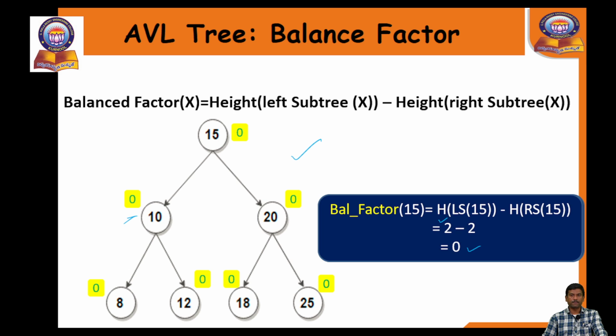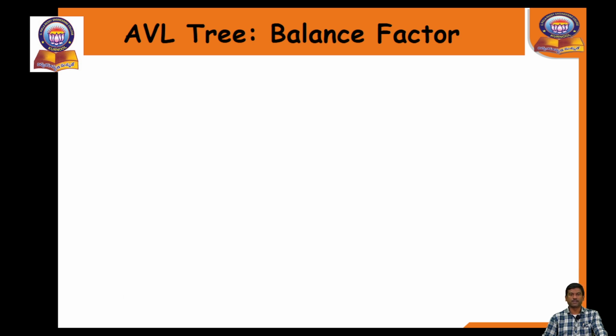So in an AVL tree, the property of the binary search tree remains the same, and the balance factor of any node should not exceed the range. The range is, it can be either -1 or 0 or 1. These are the possible values. I'll explain with a different kind of scenario.